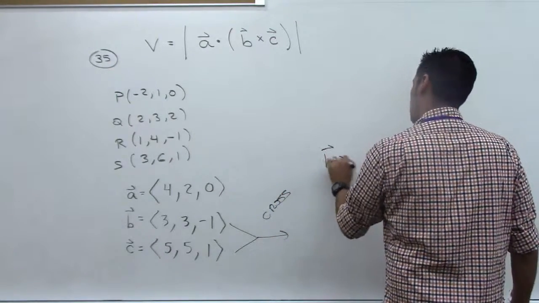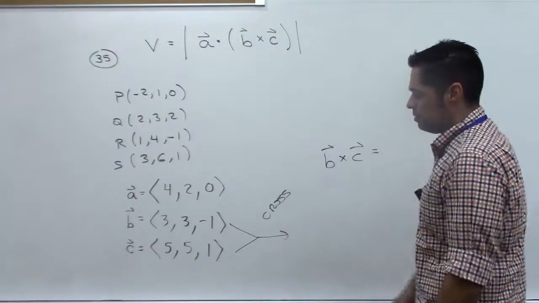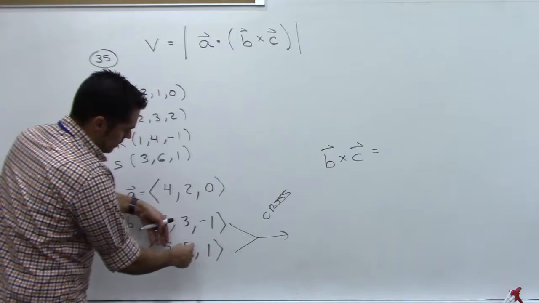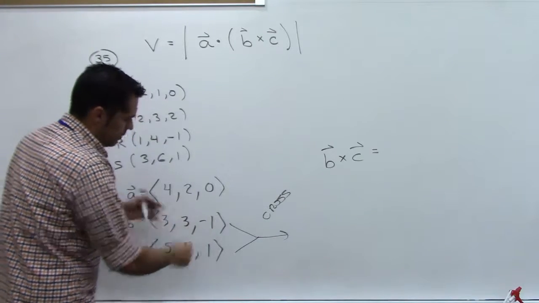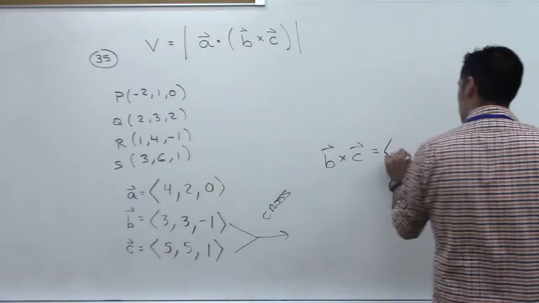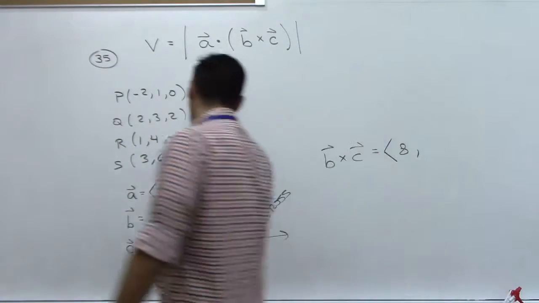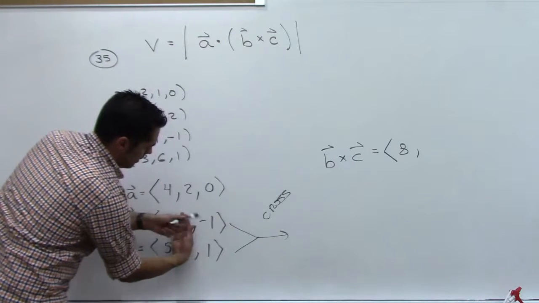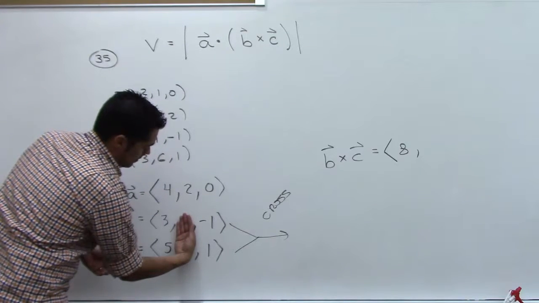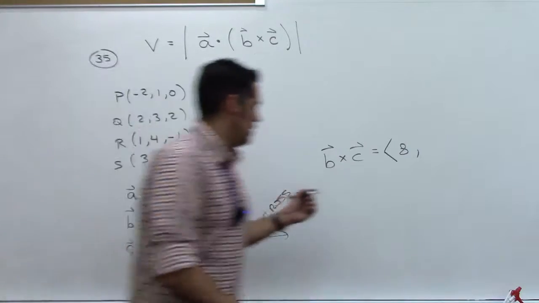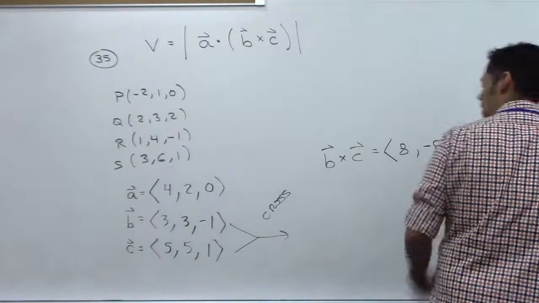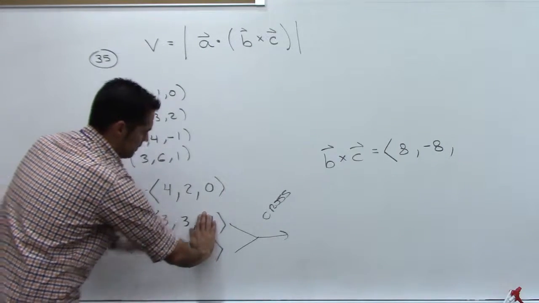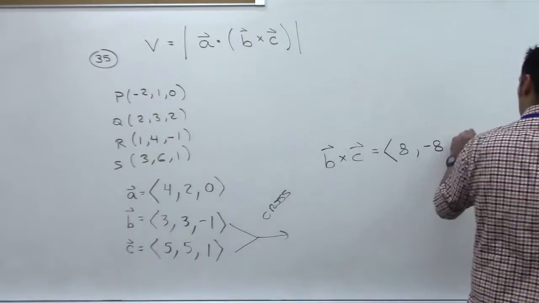So B cross C is equal to, so we want to get the I component, we cover up I, we get 3, take away negative 5, that's 3 plus 5, that's 8. And then we want to get the J, so we cover this up, we get 3, 3 take away negative 5, again, that's going to be 8, but then it's minus, so negative 8. And then to get the last one, it's 15 take away 15, it's 0. So I got 0 here.